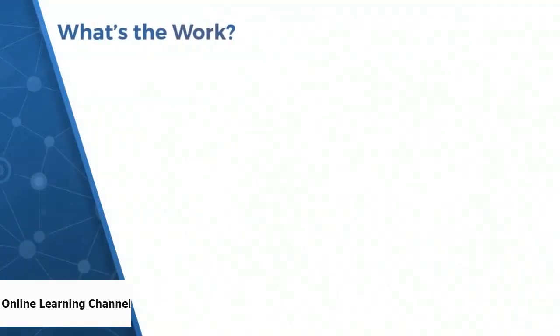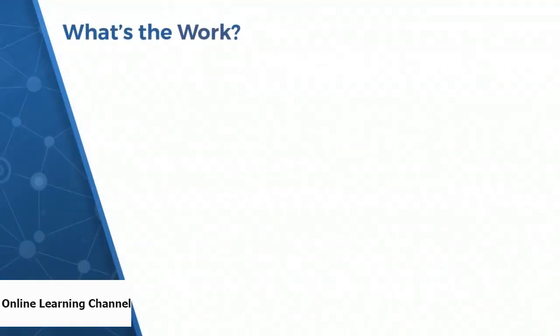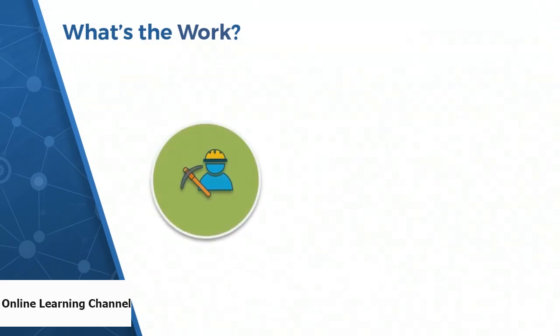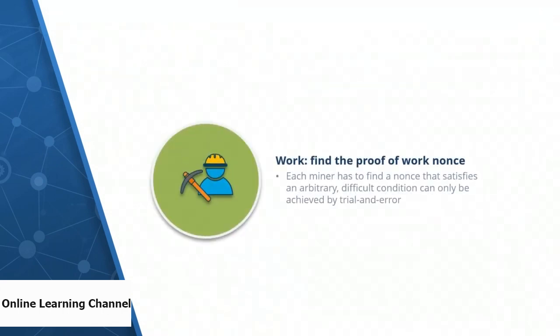Now the question arises, what exactly is the work which the miners need to perform? And the answer is, they need to find the proof of work nonce. This proof of work nonce is a number which fulfills some arbitrary and difficult condition, and it can only be found by trial and error. In the next clip, we will see exactly what that is.